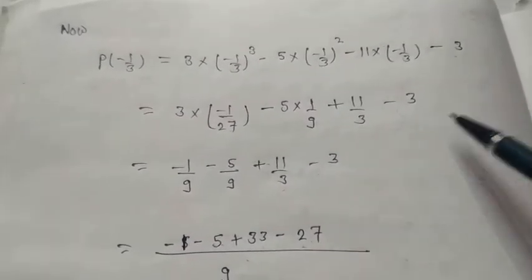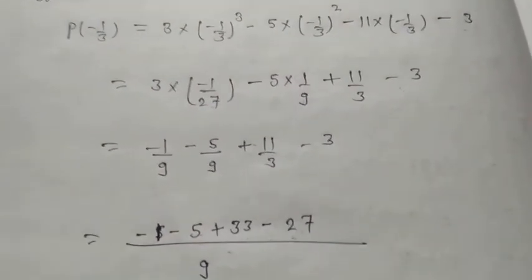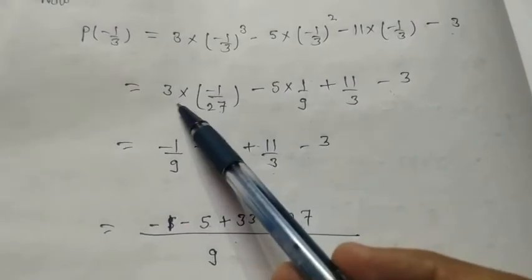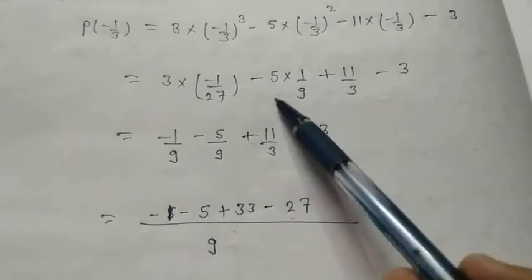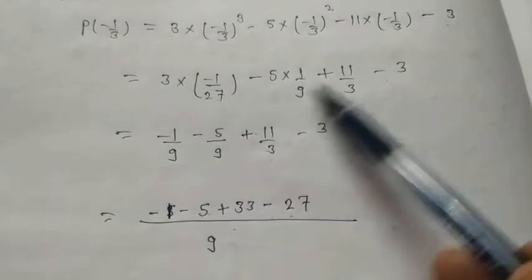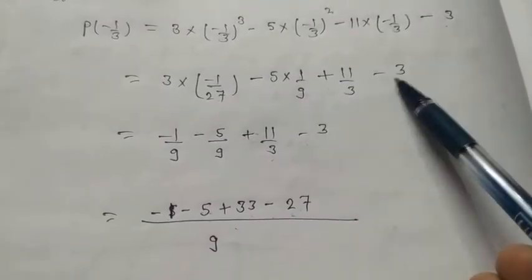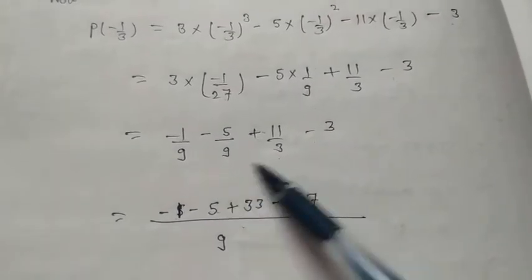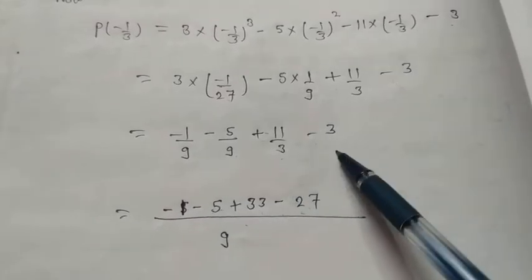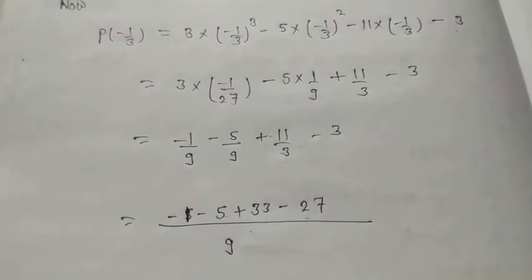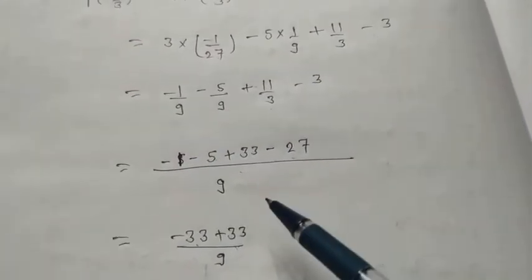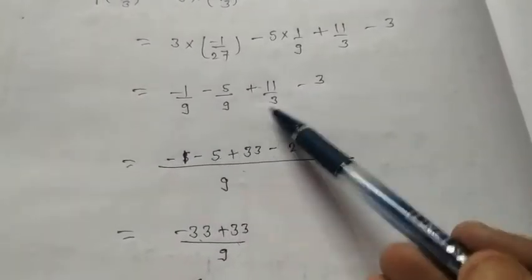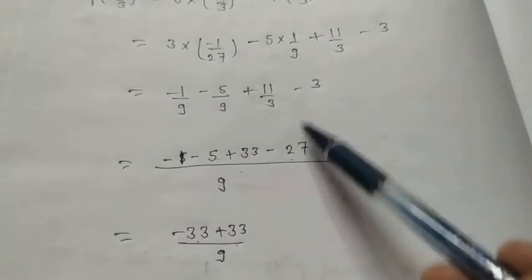It is simple mathematics, you can understand. Okay, now see, when you cancel 27 by 3, it will become minus 1 by 9, then minus 5 by 9, then 11 by 3, and then minus 3. Okay, after that what you have to do, you have to take the LCM. So LCM will be 9. So when you take LCM 9, here will be minus 1, here will be minus 5, here will be plus 33, and here will be minus 27.